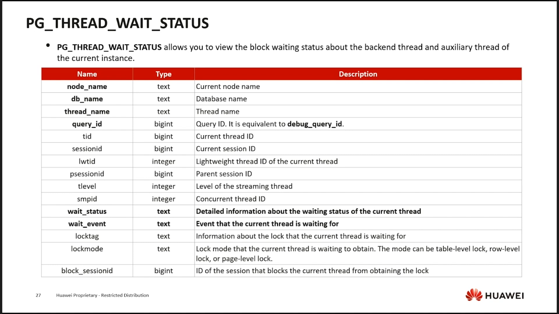Wait status indicates the detailed information about the waiting status of the current thread. Wait event indicates the events that the current thread is waiting for. It also contains the database the current thread belongs to.